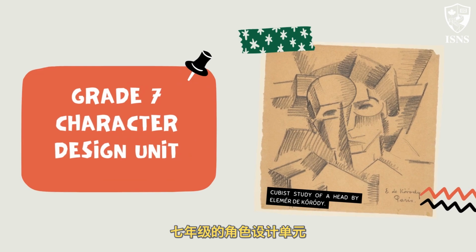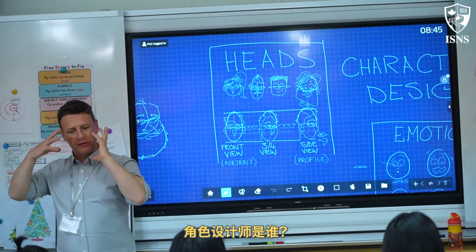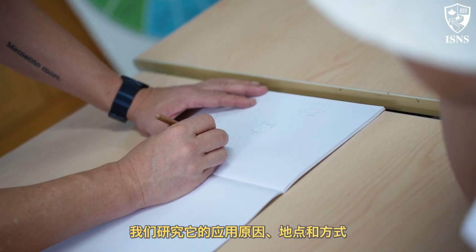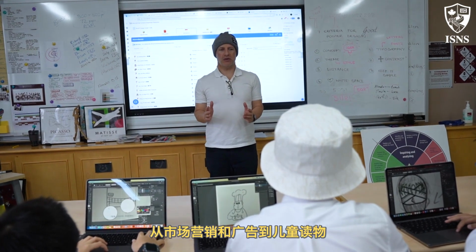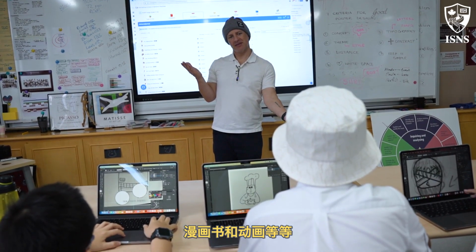For the grade 7 character design unit, students start off with a research phase. It's their first criterion for the unit, where they get to explore what are characters, where are they used, who are character designers. And so we look into why and where and how it's applied, all the way from marketing and advertising to children's books and comic books and animation and so forth.